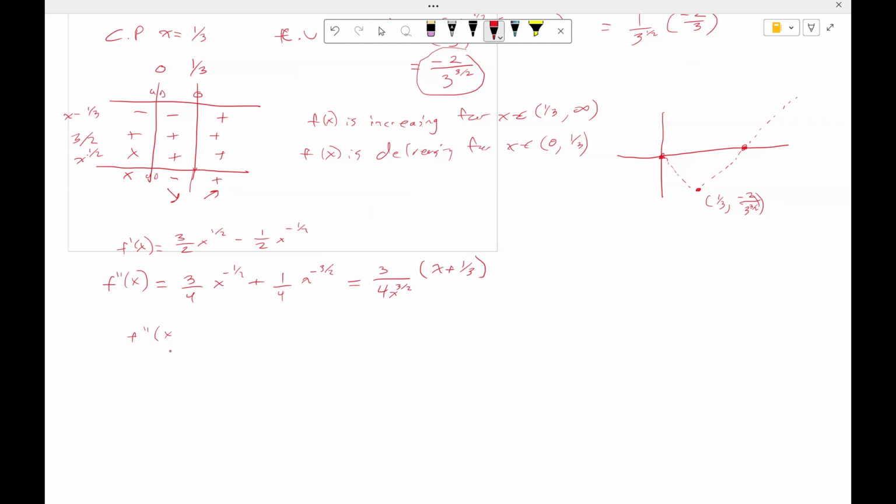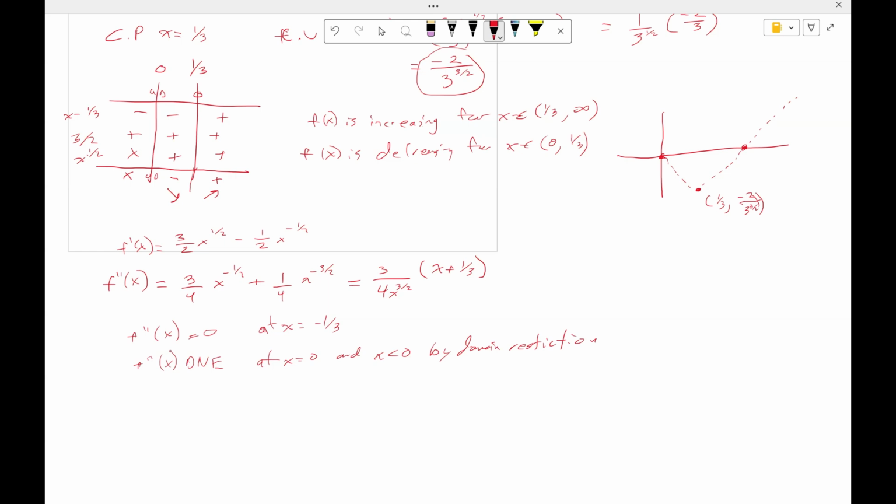So for f double prime of x here, we might be tempted to say it equals 0. Where does it equal 0 and where does f double prime of x not exist? Well, we might be tempted to say it equals 0 at x equals minus 1/3. But here we have that it does not exist at x equals 0 and for x less than 0 by domain restriction.